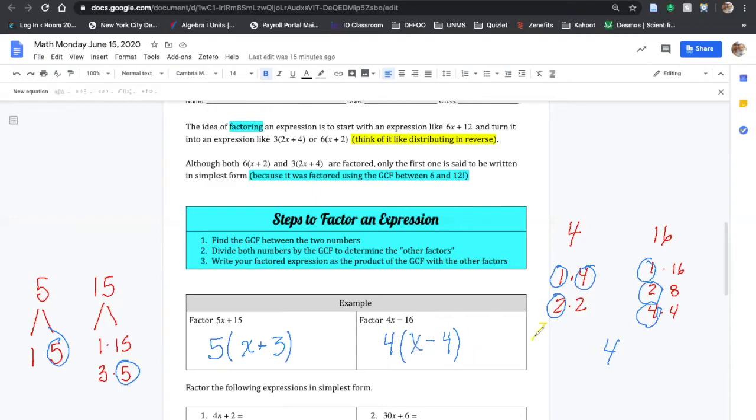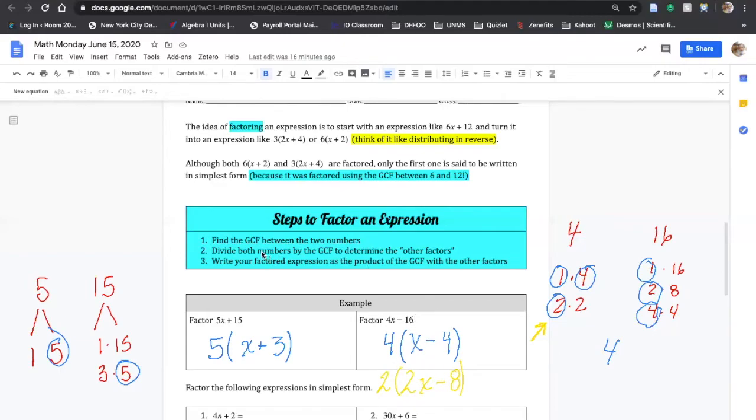Another way that I could do it is, let's say I used 2. I would say, okay, 2 multiplied by 2 times what gives me 4x? So I would have to say 2x, and then 2 times what gets me this 16? That's going to be 8. So 2x minus 8, this is another way that I could factor it, because 2 times 2x gives me 4x, 2 times 8 gives me 16.